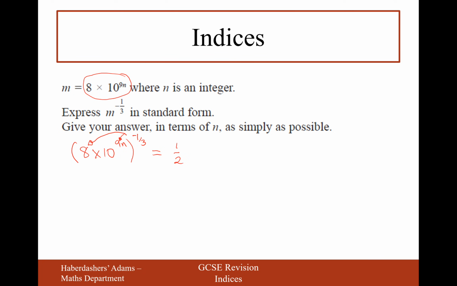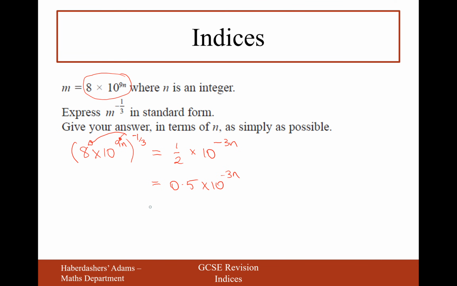So it's going to be 1/2 at the front, so that's 0.5 times 10 to the -3n. You multiply your indices together, and then you do the power as normal at the front. 1/2 is 0.5 times 10 to the -3n.